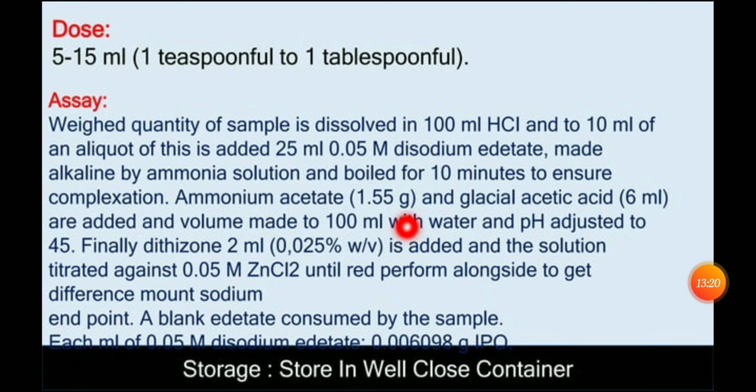After that, ammonium acetate, that is 1.55 gram, and glacial acetic acid 6 ml are added. Volume is made up to 100 ml with water and pH adjusted to 4.5. Finally, dithizone 2 ml of 0.025% weight by volume is added, and the solution is titrated against zinc chloride until the red endpoint, to get the amount of EDTA consumed by the sample. So this is the assay. We can say it is by titration, and after that the storage: store in a well closed container.